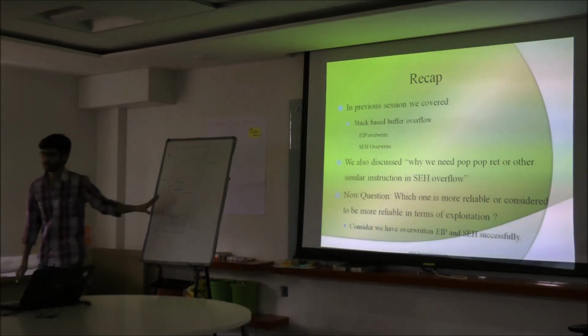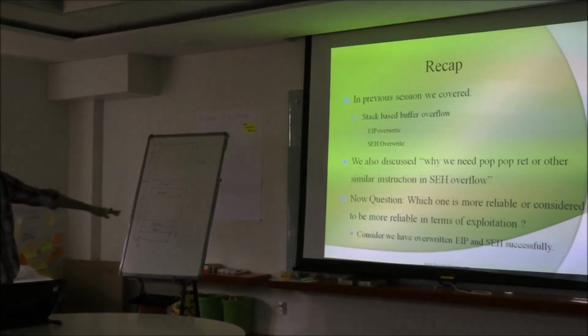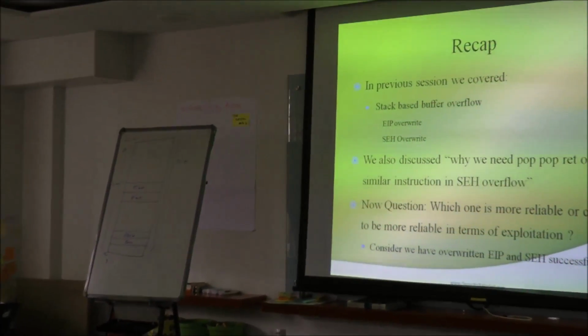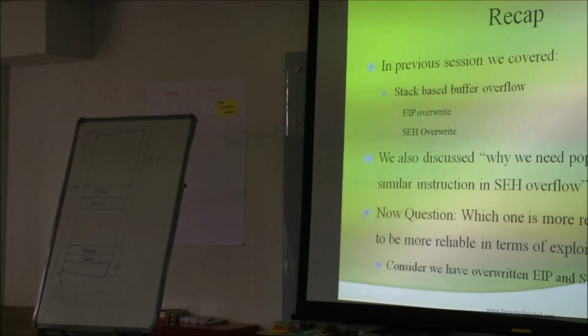I will discuss a bit more about it in later slides. So this is a classical recap, I would say. Now the question is, which one is reliable? When we have both the EIP overwrite and the SEH overwrite, which one is supposed to work better, or is it my personal decision? Do I want to go with the EIP overwrite or with the SEH overwrite? This question is very crucial and important. You may not realize the importance here, but in a later section I will cover this question, and probably with the answer as well.